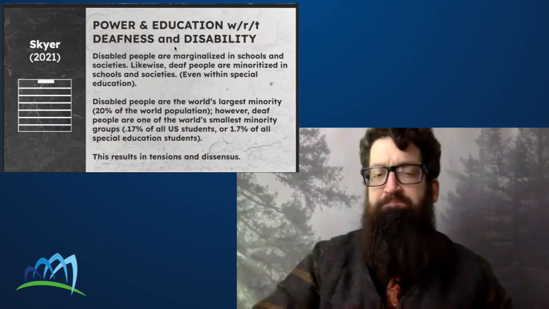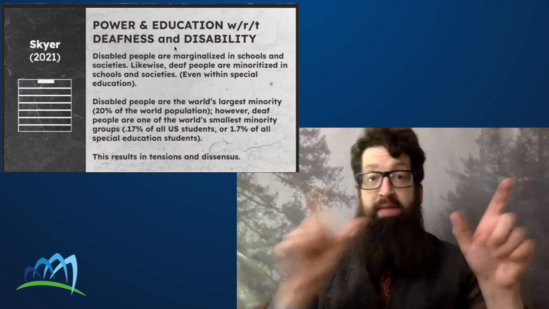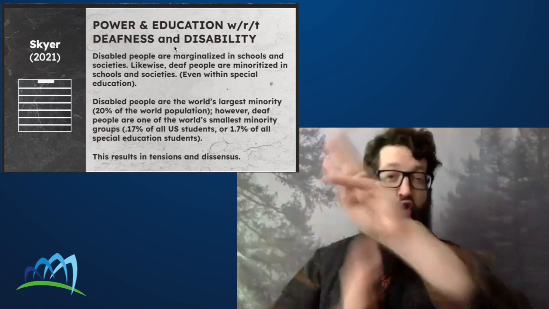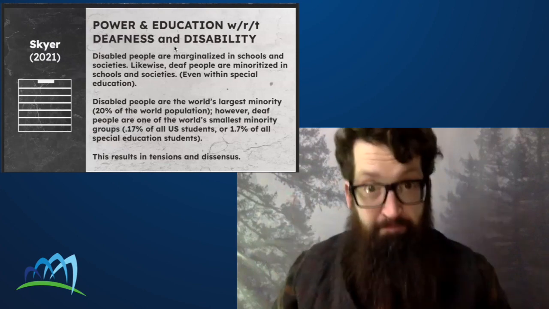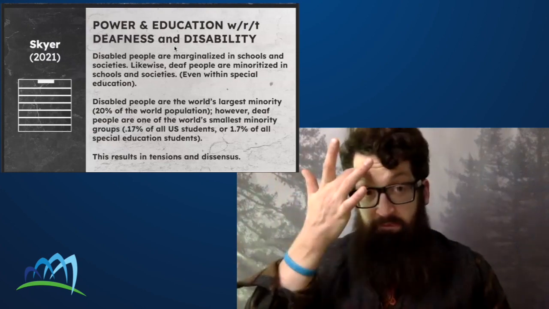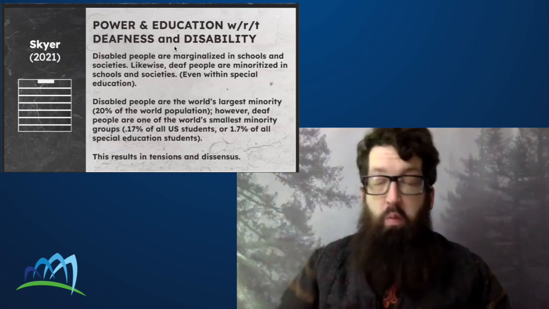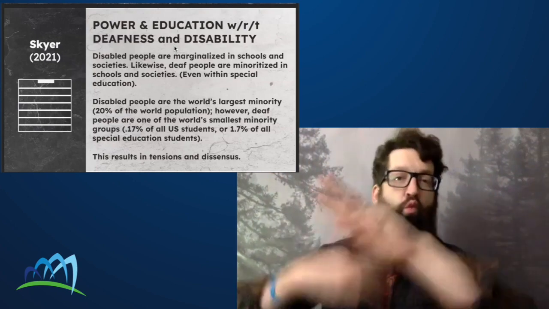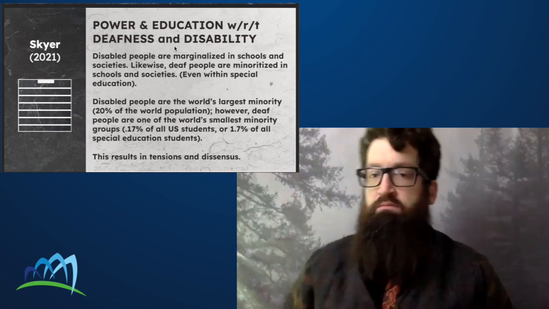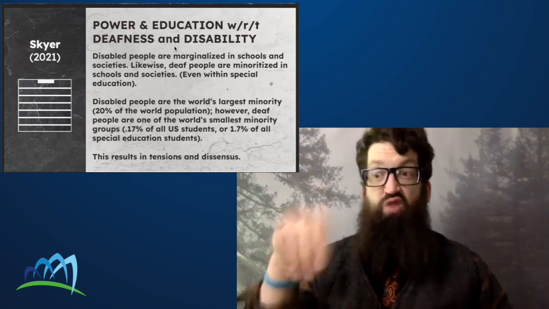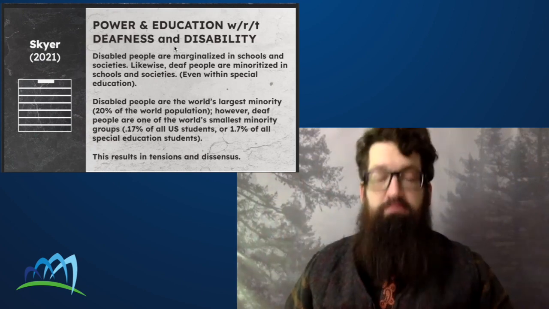I'll give you some statistics here, if I can show you now. In the next paragraph, disabled people are the world's largest minority. They make up 20% of the world's population. 20%. Can you imagine the huge number? That is the number of people that exist in the world. Deaf people make up the smallest minority. That is 1/5.